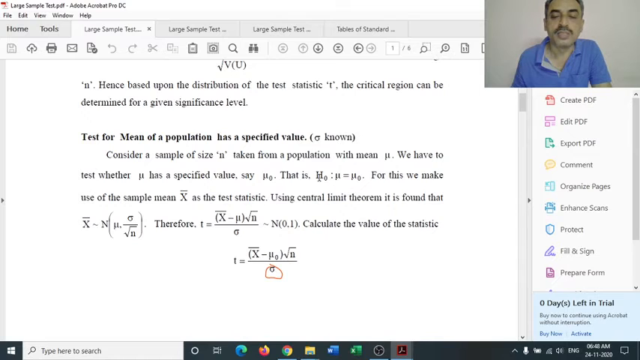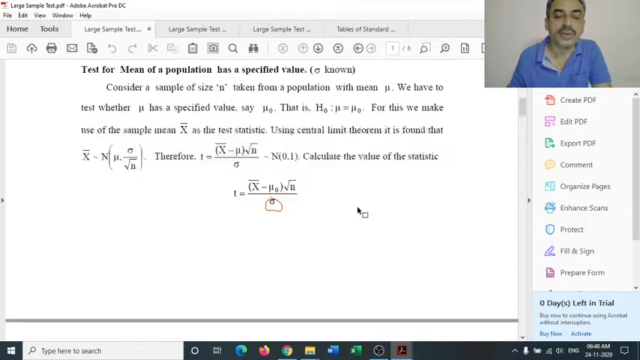For the time being, we assume that this standard deviation of the population is known. So the null hypothesis is H0: mu equals mu 0, and we have the various alternative hypotheses H1: mu greater than mu 0, mu less than mu 0, and mu not equal to mu 0. We shall consider them one by one when we come to the construction of various critical regions.